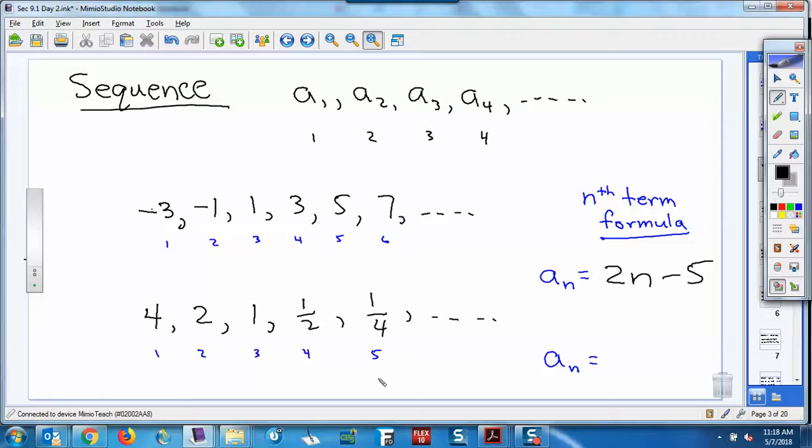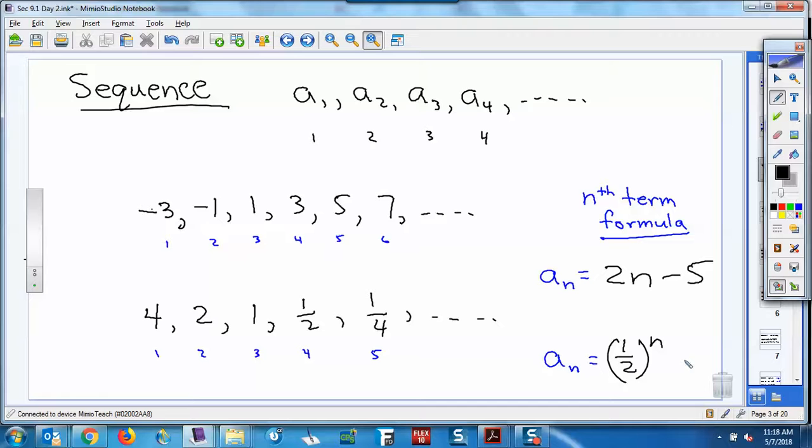Because if you multiply by 1/2 5 times, that's 1/2 times 1/2 times 1/2 times 1/2 times 1/2. That's 1/2 to the 5th power. Okay, when you repeatedly multiply, that's an exponent. So this is 1/2 to the nth power. But now we check that, and we put a 1 in there. 1/2 to the first power is 1/2. Well, that's not 4, so we're going to have to adjust that.